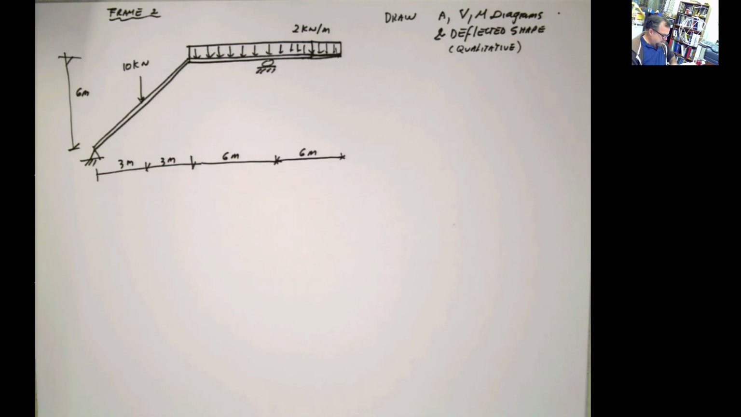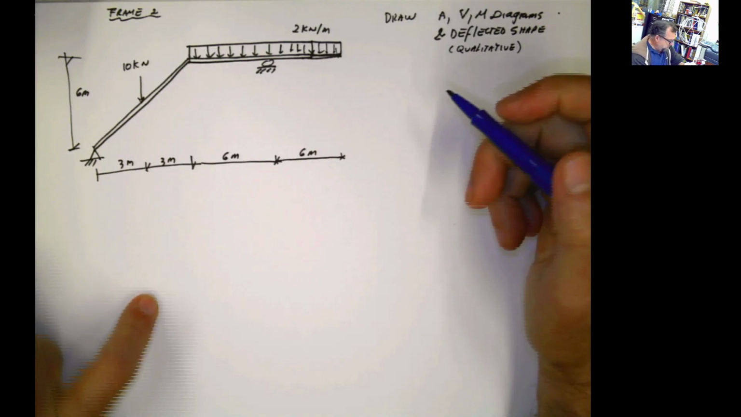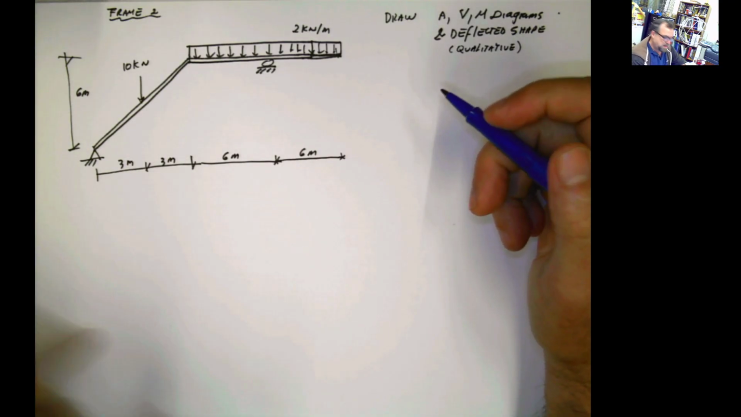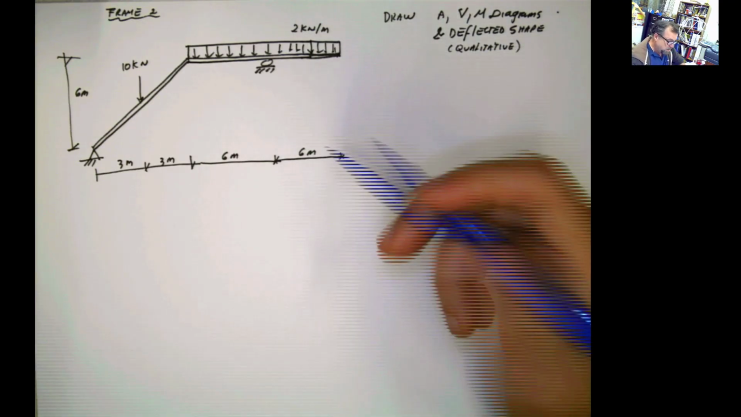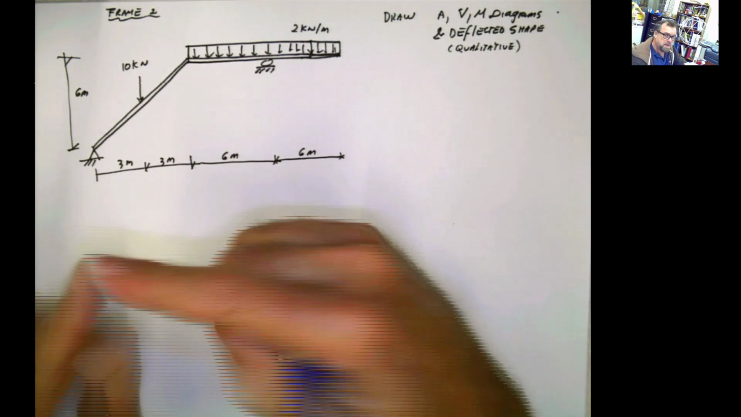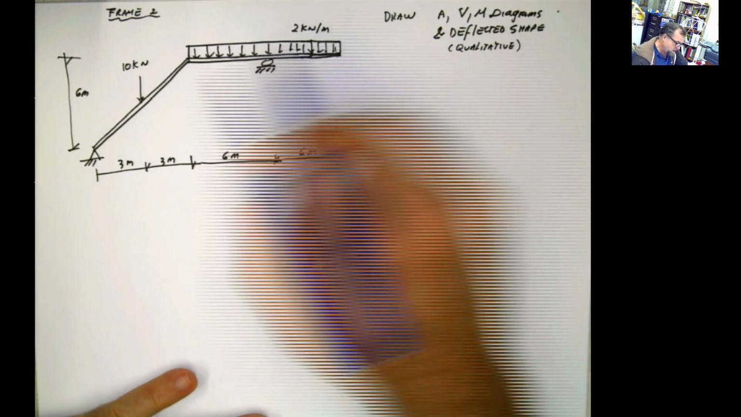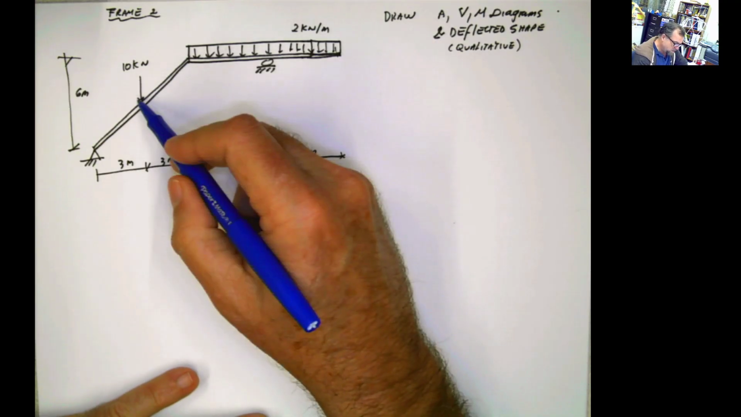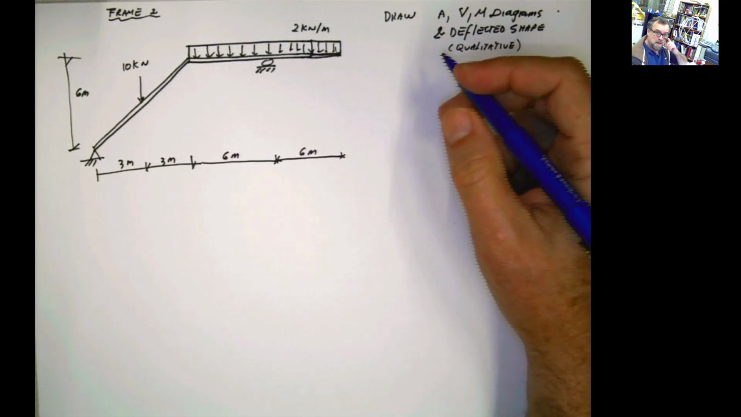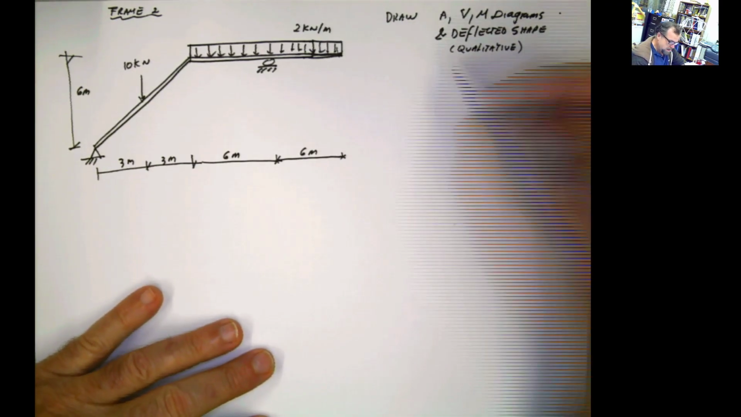Hello guys again. Let's work this second frame for the series of videos in structural analysis. In the previous video we did a frame with perpendicular members, and now we have this inclined member. I brought this particular problem because of that situation. I want to show you how that is taken into account.